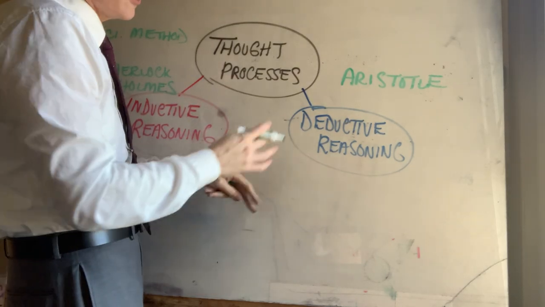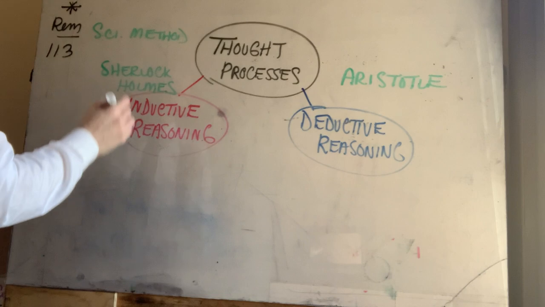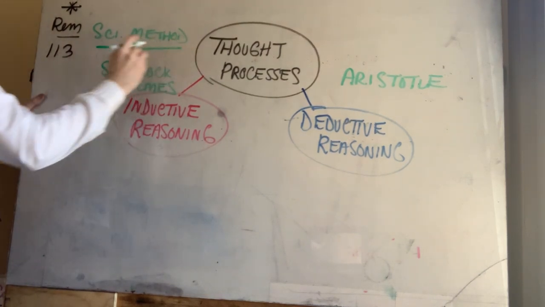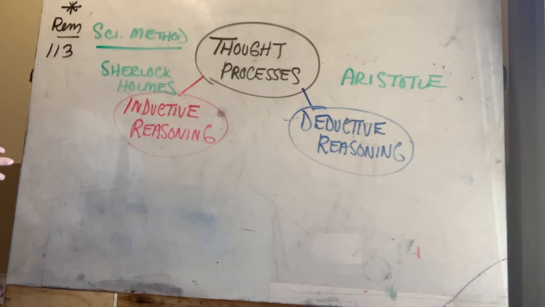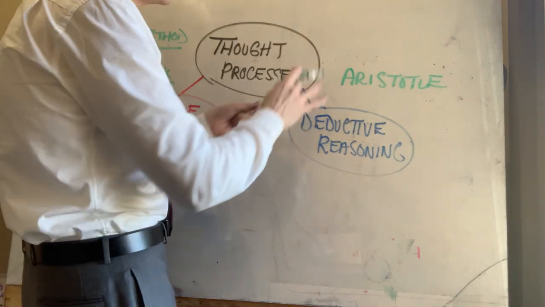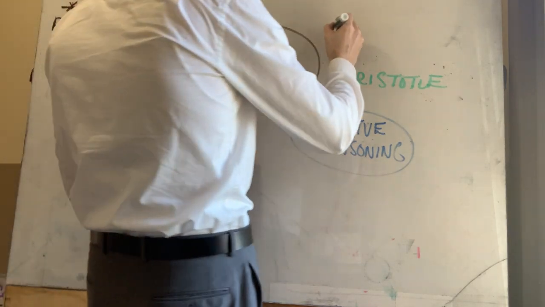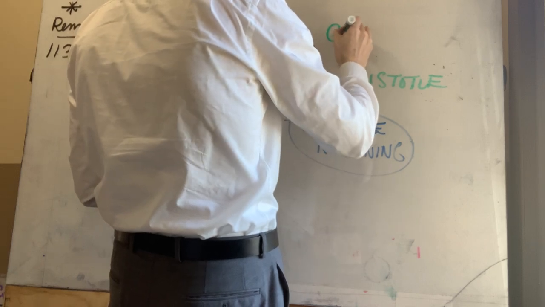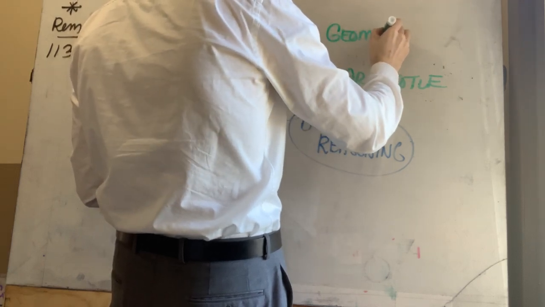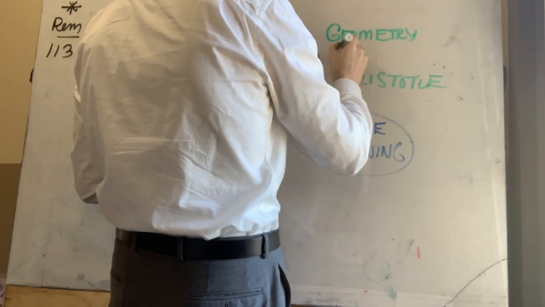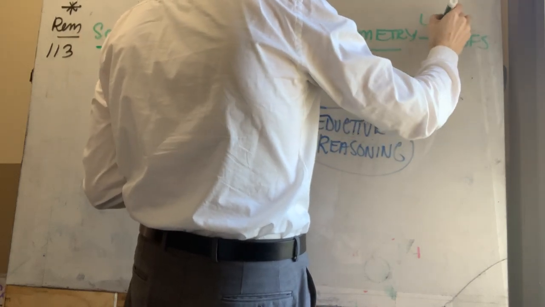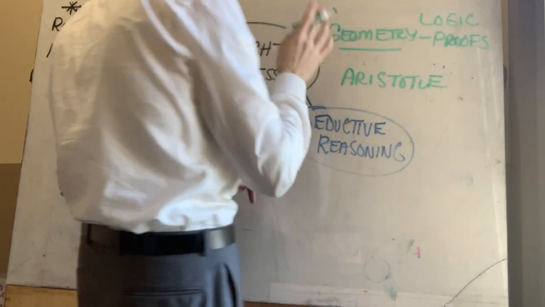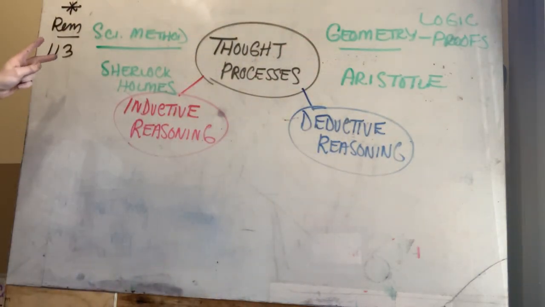When you think deductive reasoning, just to get a feel for it, if inductive reasoning is the scientific method, think of this as being more geometric, more like geometry, all right? Proofs, all right? Logic. It's more thought than it is experiment.